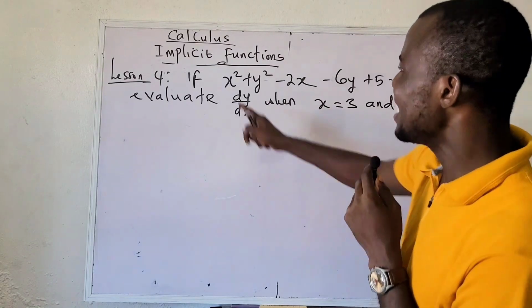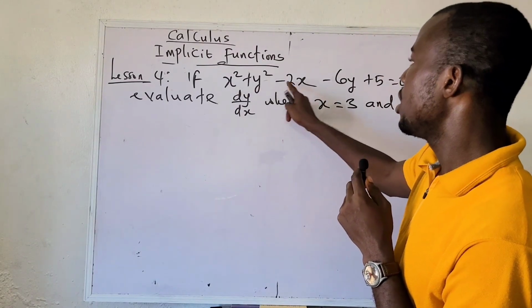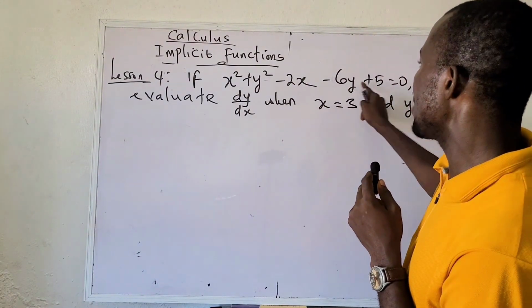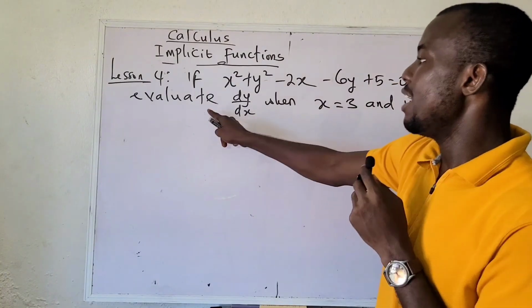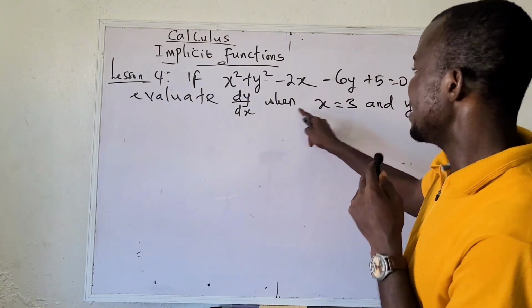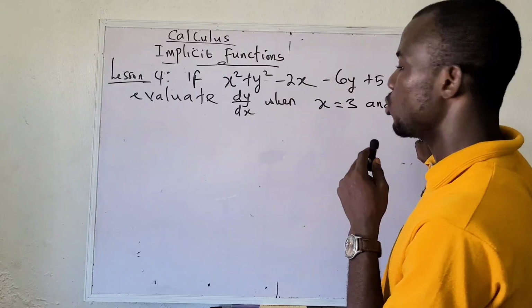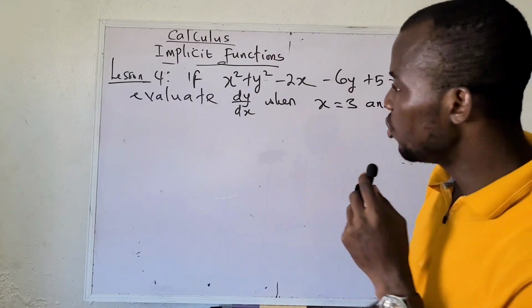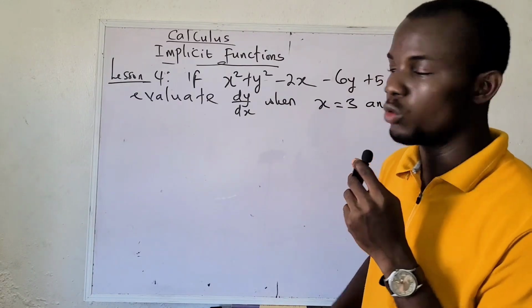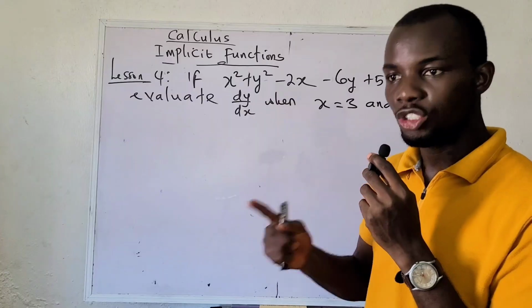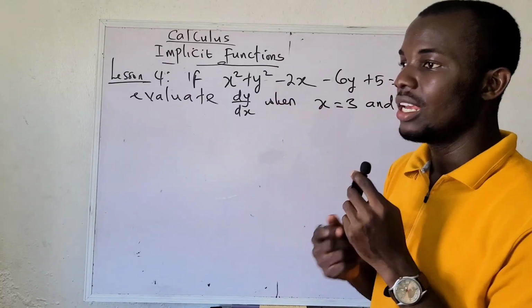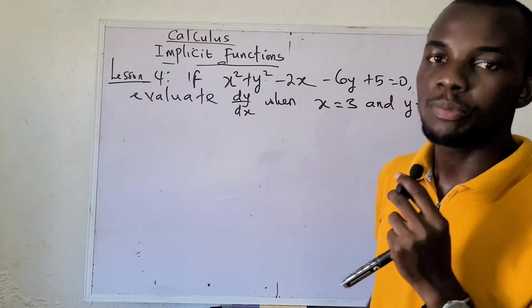The question reads, if x squared plus y squared minus 2x minus 6y plus 5 equals 0, evaluate dy dx when x equals 3 and y equals 2. If you have been following the video and you think you could work this, you can pause the video and try the answer. Try it and see if your answer corresponds with mine.